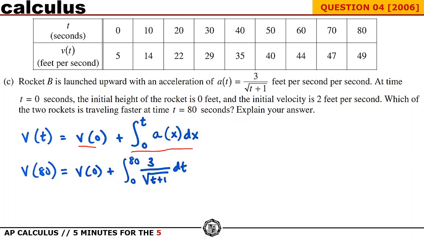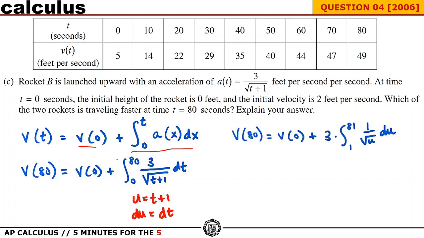We're going from 0 to 80 because they want us to figure out what's going on at time t equals 80. So you have to do some substitution here. u is equal to t plus 1, so du is going to equal dt. That's going to result in the following integral: v of 0 plus 3 times the integral from 1 to 81 of 1 over the square root of u. The 3 I factored out, and I changed the limits of integration.